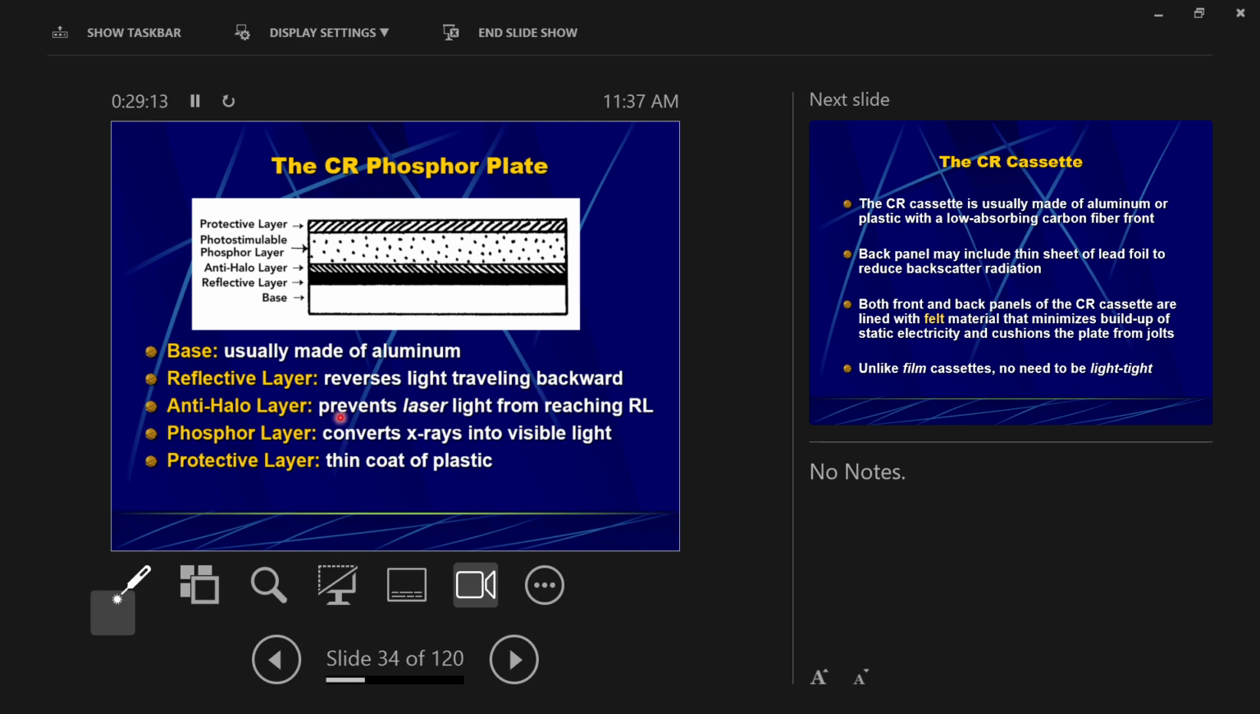The anti-halo layer is the third layer up from the bottom. I'll explain the processor in a little bit, but it prevents the laser light, which is in the processor, from reaching the reflective layer. One property is that each time this plate is exposed to X-rays, you have to take it to a processor, and the processor has to get the information off of the plate. Okay? The way it does this is by using a laser, and I will explain more in a little bit. Okay? The processor uses a laser.